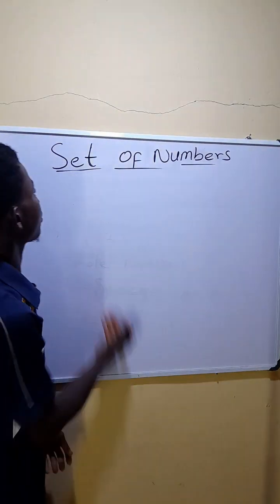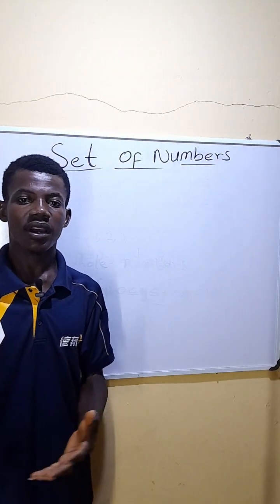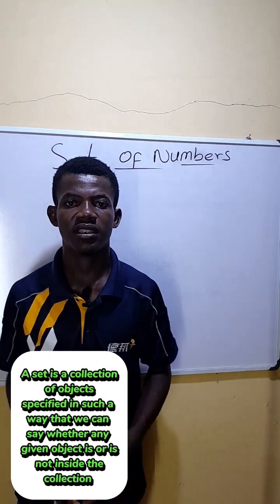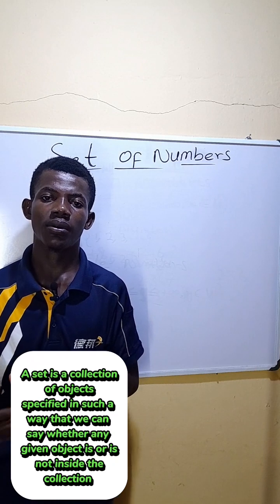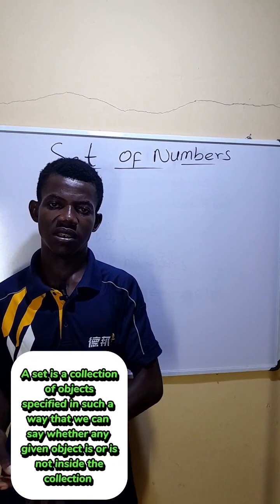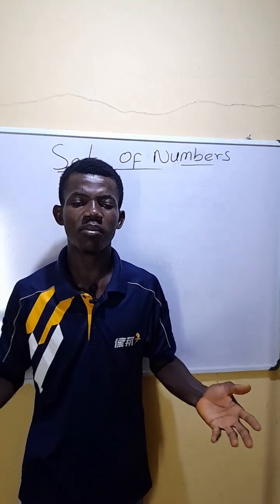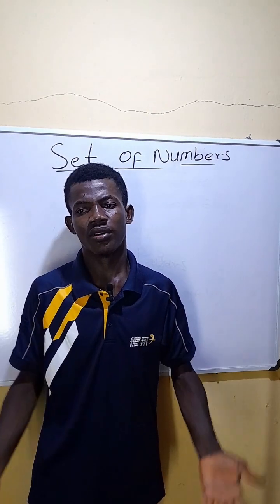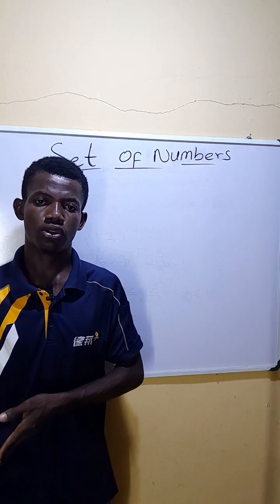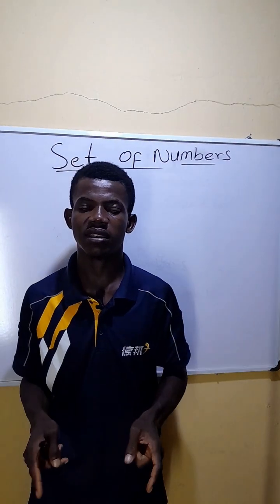Today, we are looking into set of numbers. But before that, let's define what is a set. A set is a collection of objects specified in such a way that we can say whether any given object is or is not inside the collection. An example of a set is a set of even numbers, that is all the numbers that are divisible by 2. Any number that is not divisible by 2 is not in that set.